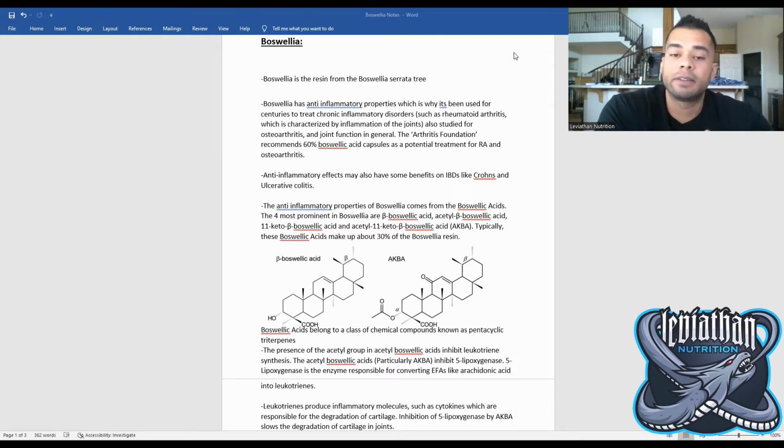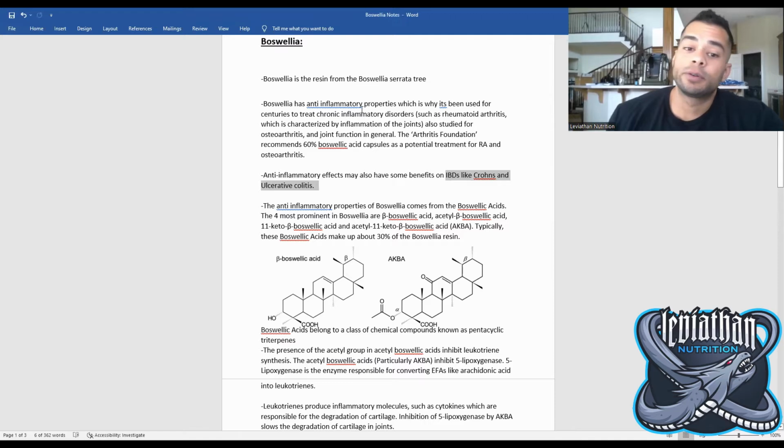So Boswellia has anti-inflammatory properties, which is why it's been used for centuries in things like Eastern medicine, Chinese medicine, to treat things like rheumatoid arthritis and osteoarthritis, which are characterized by inflammation of the joints. Also, the Arthritis Foundation actually recommends that you use a standardized version of Boswellia, standardized to 60% boswellic acid, as a potential treatment for rheumatoid arthritis and osteoarthritis. So what is boswellic acid and why does the Arthritis Foundation recommend a high amount in Boswellia? We'll get into that shortly.